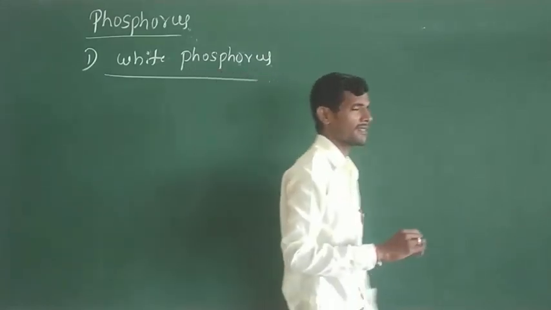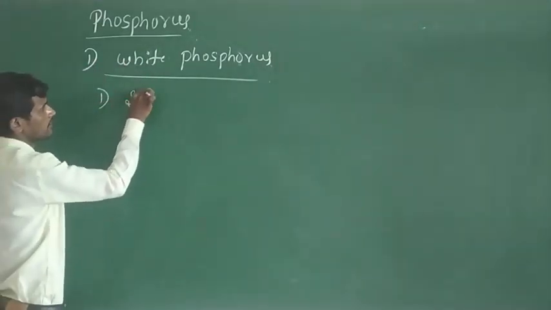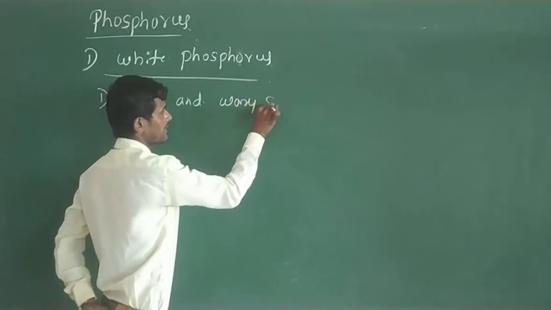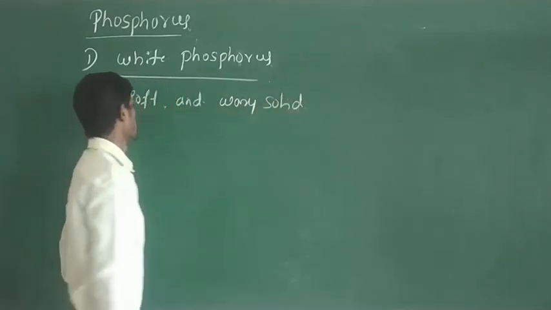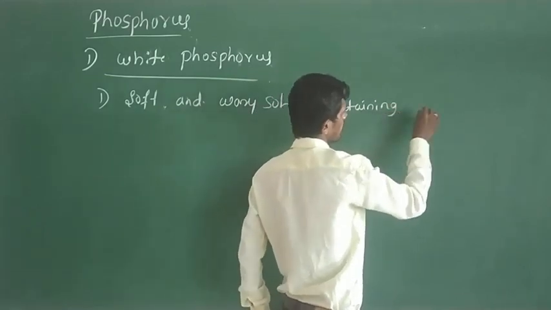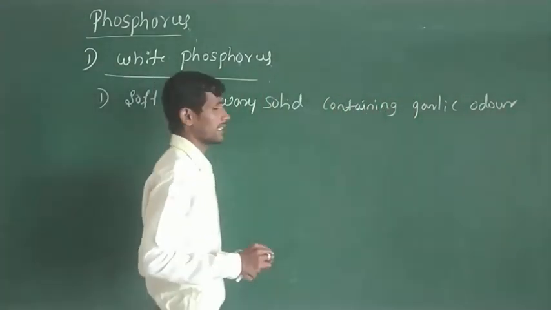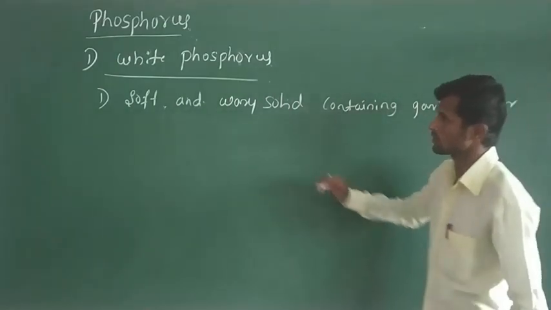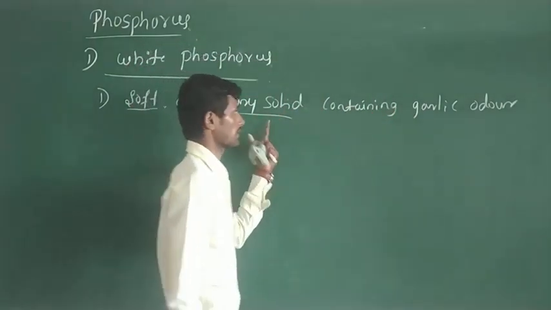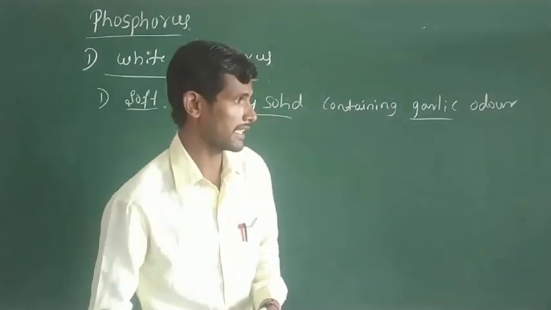White phosphorus. What are some properties? See here one by one. White phosphorus is a soft and waxy solid containing garlic odor. Even the white phosphorus is soft and a waxy solid, like wax, and it contains a garlic odor.